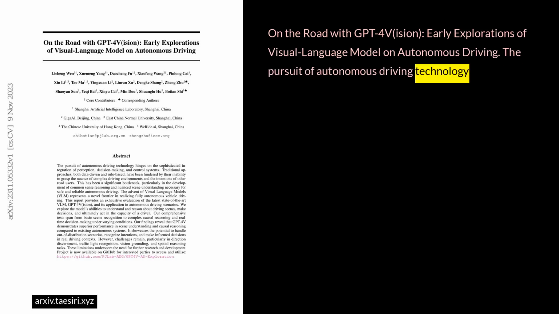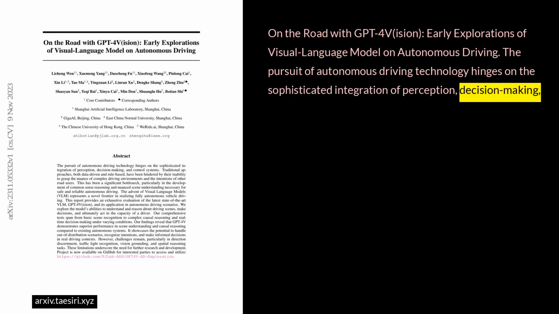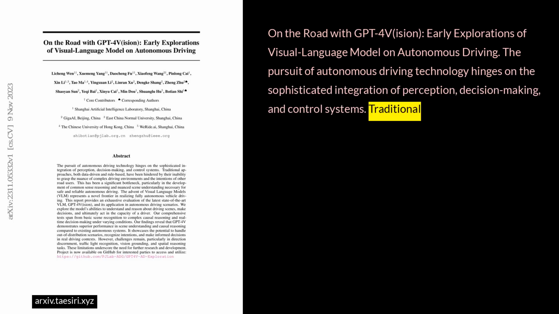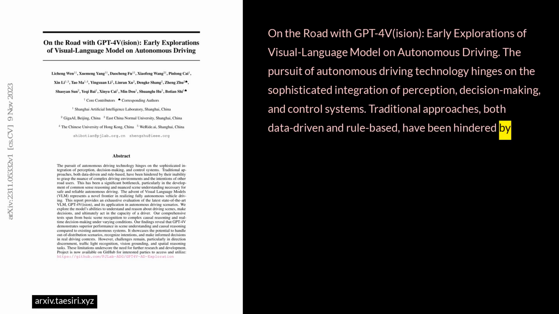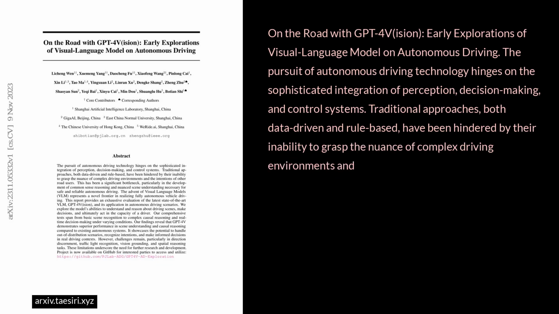On the road with GPT-4V(ision), early explorations of visual language model on autonomous driving. The pursuit of autonomous driving technology hinges on the sophisticated integration of perception, decision-making, and control systems. Traditional approaches, both data-driven and rule-based, have been hindered by their inability to grasp the nuance of complex driving environments and the intentions of other road users.